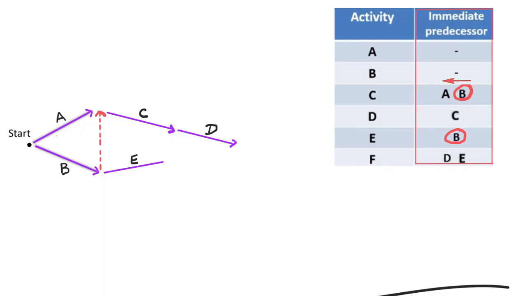So I'll need to extend this line, and now I can do the last activity, which is going to be F. And this will be the end.